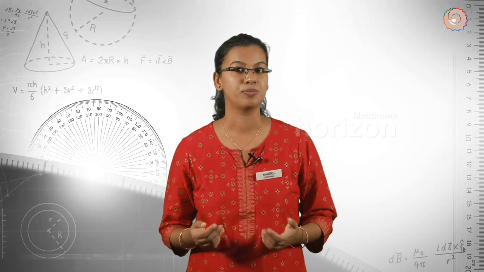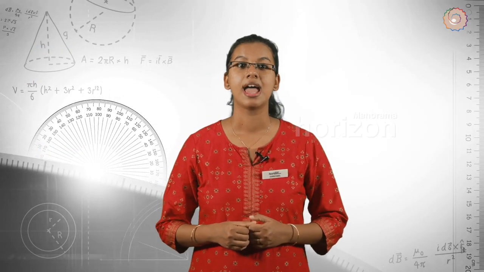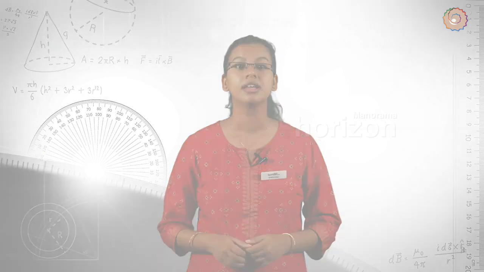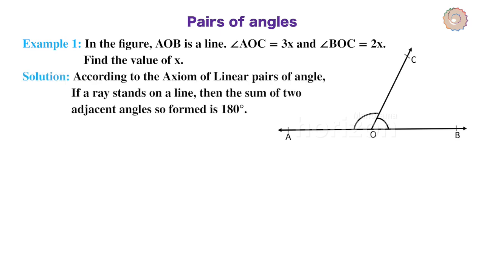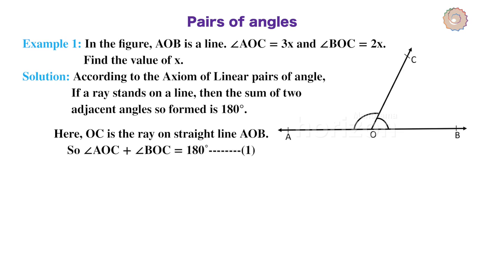Now, let's work out a few problems related to linear pair of angles and vertically opposite angles. In the figure, AOB is a line. Angle AOC equals 3x and angle BOC equals 2x. Find the value of x. According to the axiom of linear pairs of angles, if a ray stands on a line, then the sum of two adjacent angles so formed is 180 degrees. Here, OC is the ray on the straight line AOB. So, angle AOC plus angle BOC equals 180 degrees. Consider it as equation 1.